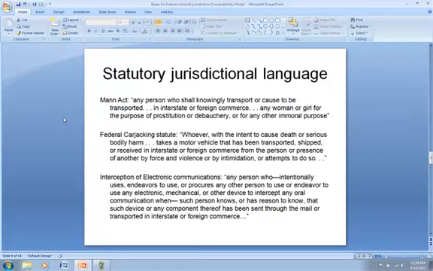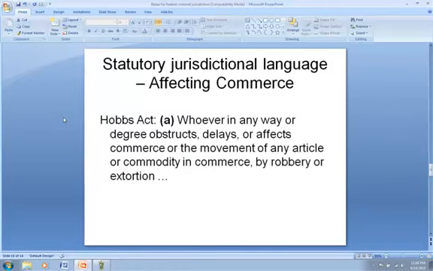Okay, I want to talk now about another type of statute that is also used to ensure that there is federal jurisdiction. And these are statutes where the words affecting commerce are included in the definition. And one key statute that uses this wording is the Hobbs Act. The Hobbs Act makes it a federal crime to obstruct, delay, or affect commerce in the movement of any article or commodity in commerce by robbery or extortion.